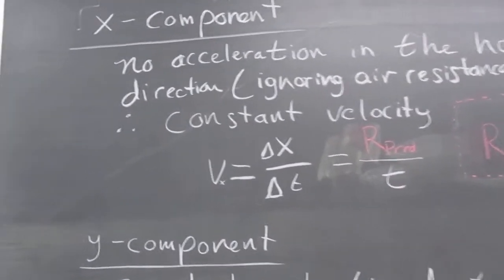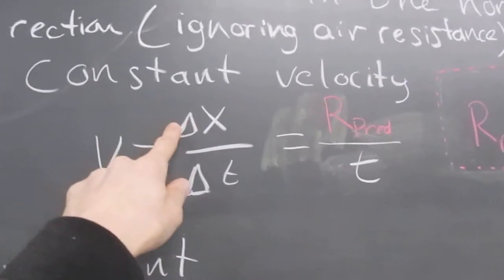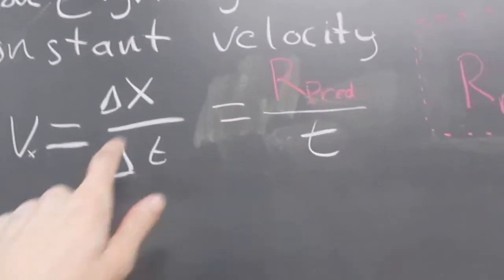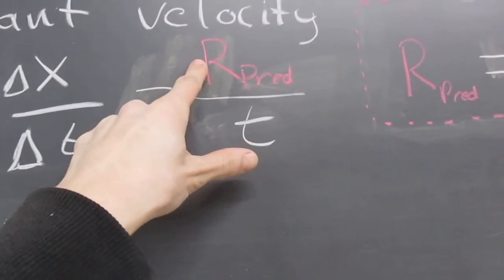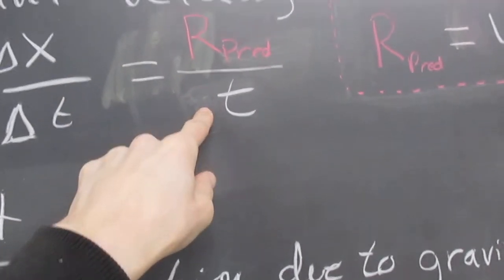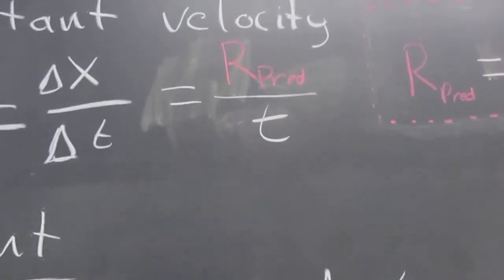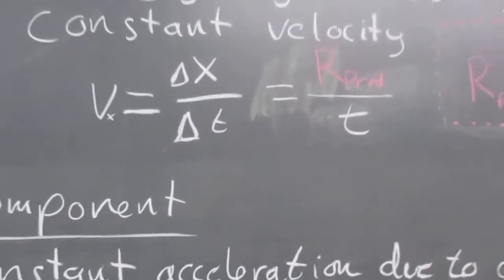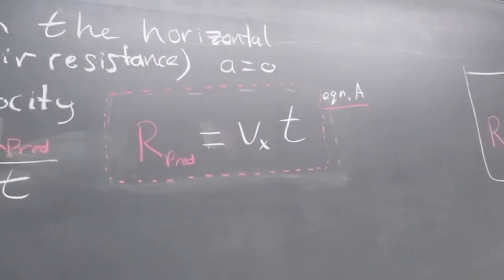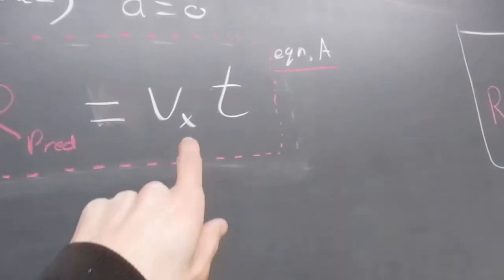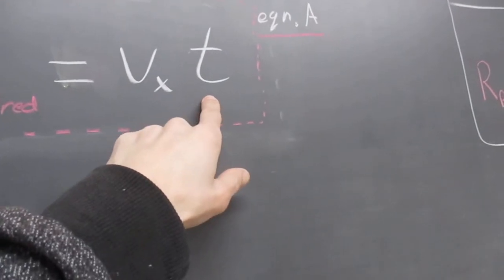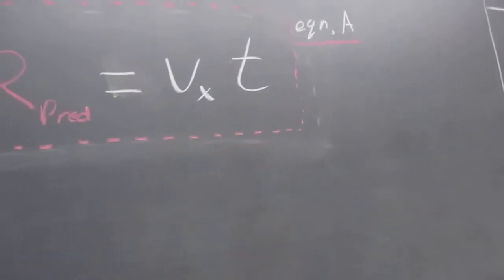Okay, so we can simply write that as change in distance over change in time. Now I'm going to change that to r just to represent range. So that's going to be our predicted range over time. And I dropped the delta just for ease of doing algebra. Okay, so we can solve that, and we have our predicted range is going to be equal to our horizontal velocity times the time of flight. That's the time from when the ball leaves the ramp to when it hits the ground.